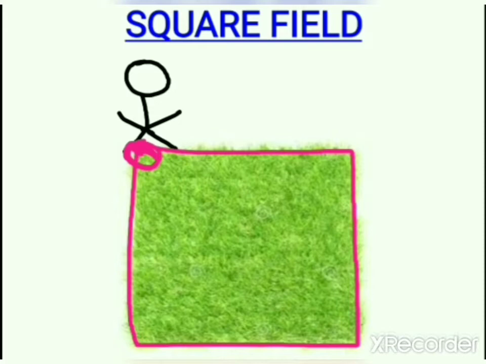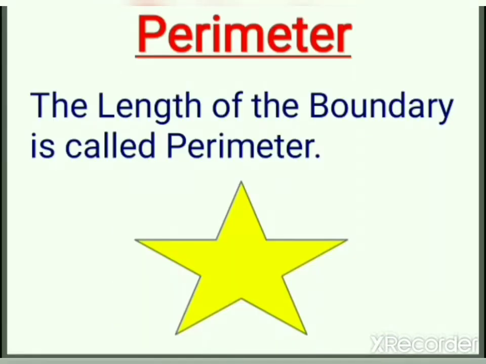So the distance you covered is called the perimeter of the square field, or we can say the length of the boundary of this field is called the perimeter of this field. The length of the boundary is called perimeter.